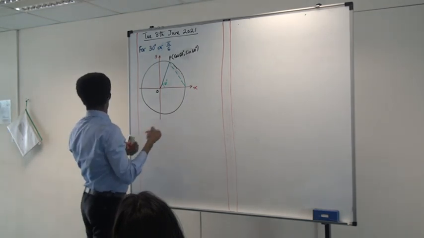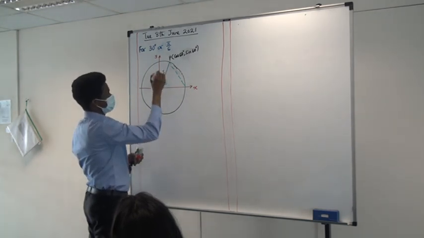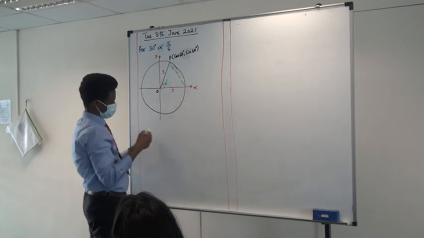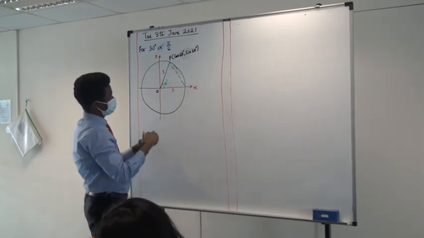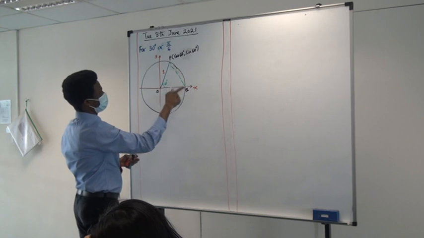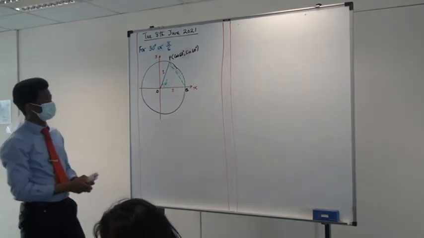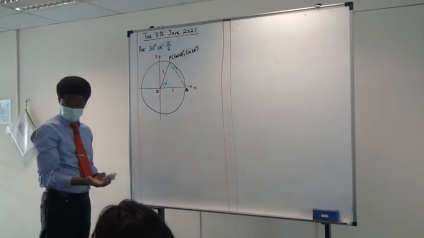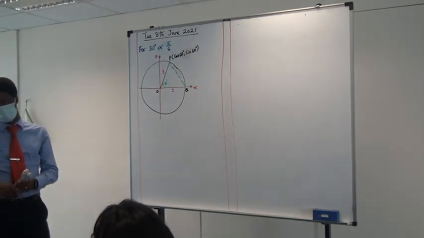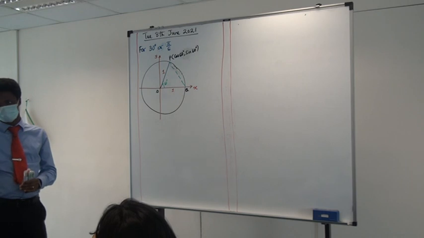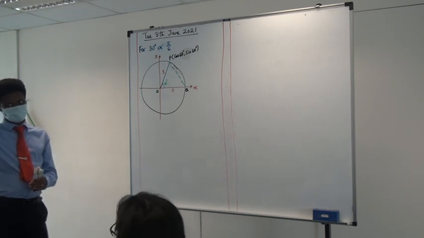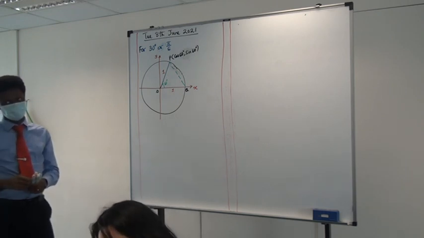Again, do not forget that the radius is 1, so this length here is 1. Maybe I could call the origin Q. So OP and OQ are 1 unit each. And similarly, PQ is 1. We call it PQ. Equilateral means all the sides are equal.